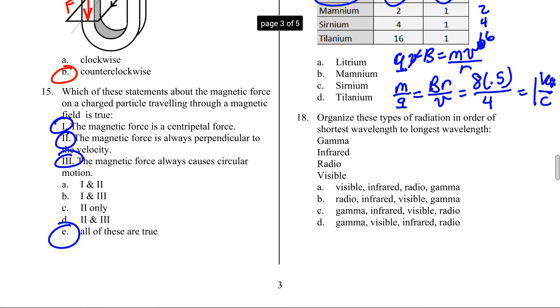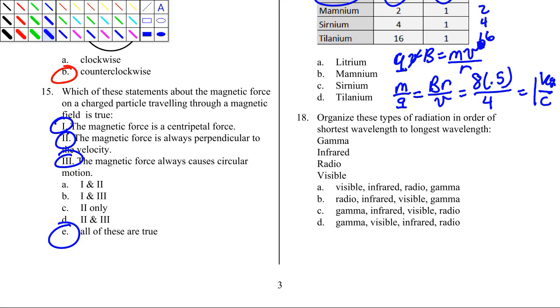Organize these in order of shortest to longest wavelength. Well, I know the shortest wavelength is gamma rays, so that gets rid of these. And I know the longest is radio, so that could either be here or here. So it's really, which is a longer wavelength, visible or infrared. Infrared is a longer wavelength. I'm going from shortest to longest, so D is the right answer.